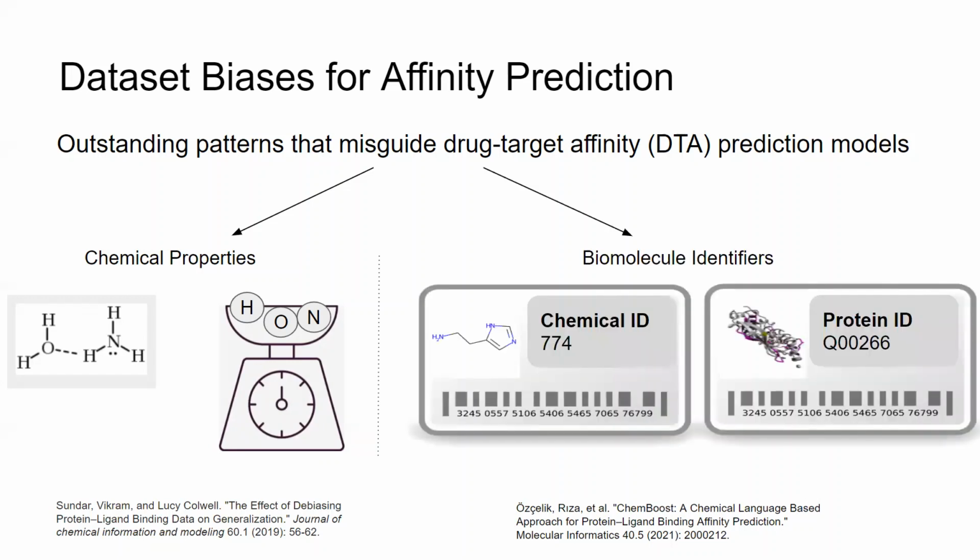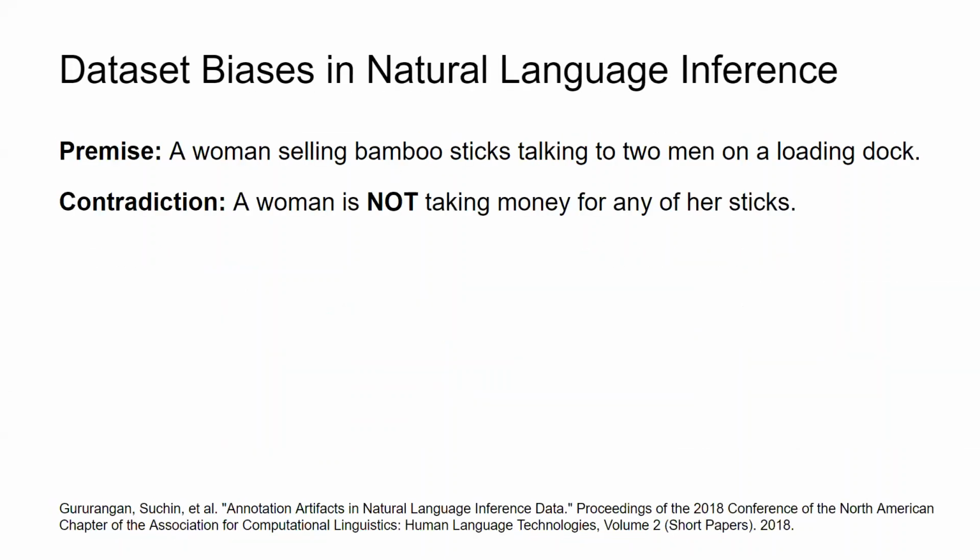Or machine learning models can actually infer the identity of a biomolecule from their SMILES or protein from the chemical and protein representation and then produce fixed predictions for these biomolecules. In both of these cases, machine learning models fail to learn any binding mechanics, but instead they memorize some dataset biases, and thus they fail to generalize for novel biomolecules.